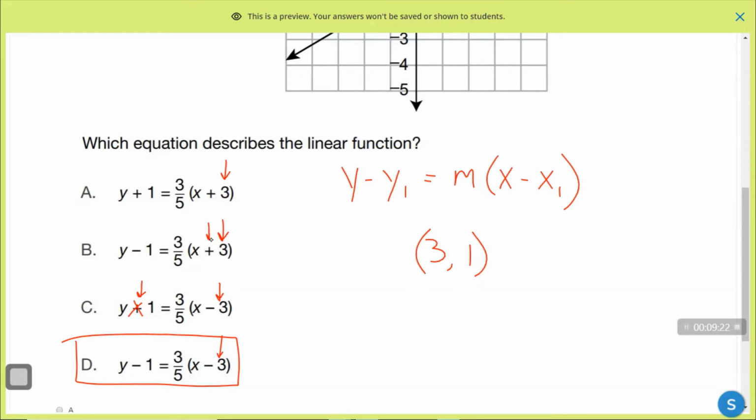Here, this addition is wrong. Here, this addition is wrong. And here, both additions are wrong. We need to make sure that we are subtracting for our point slope formula, and this is all obtained from our formula sheet.